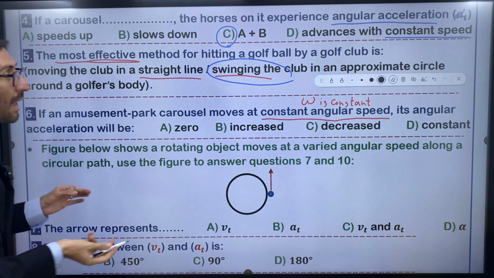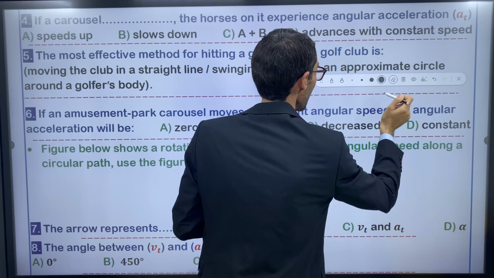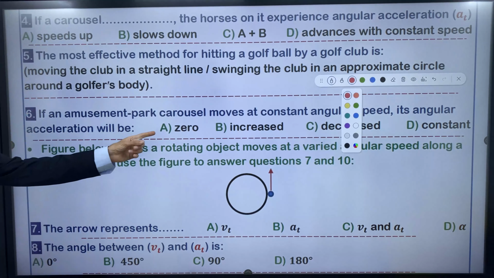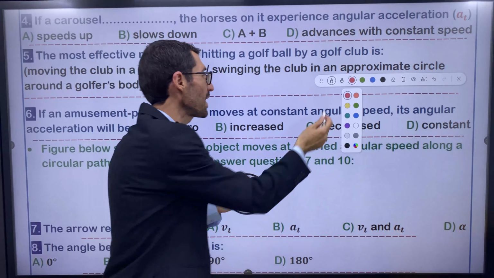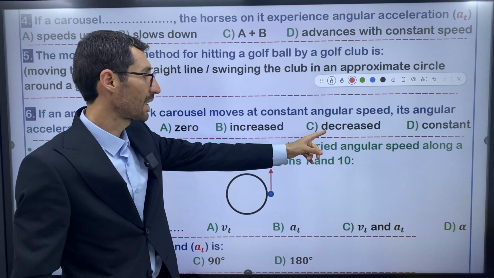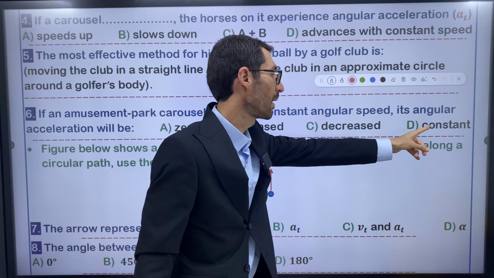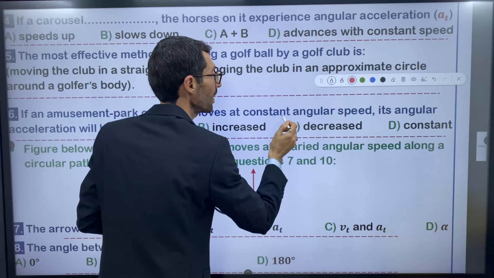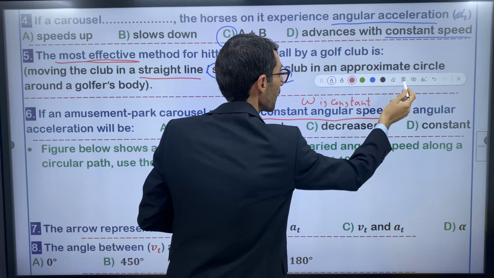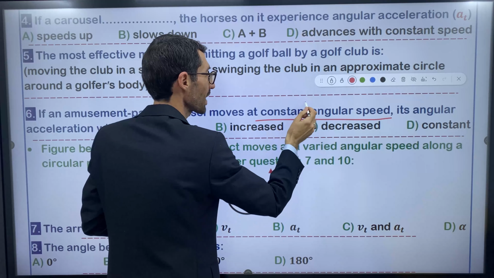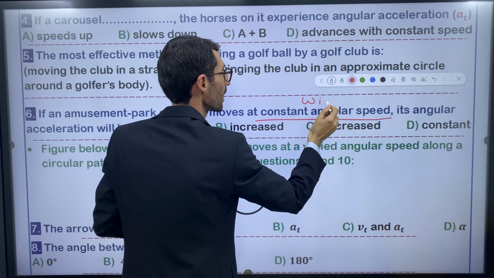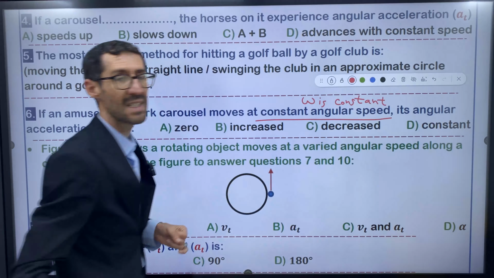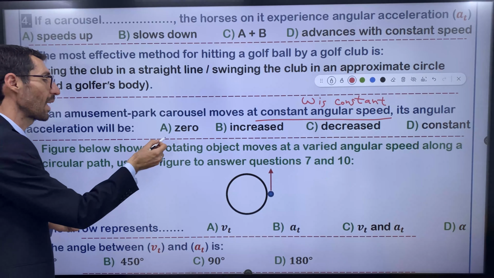Alpha will be what? Will alpha be 0? Is alpha increased? Does it decrease or stay constant? Actually, in the case of constant angular speed, omega is constant. Omega is constant, does not change, right? Alpha is not formed. Alpha becomes 0.